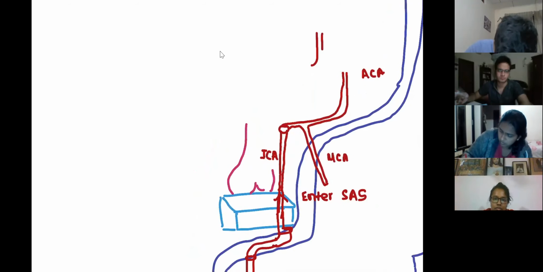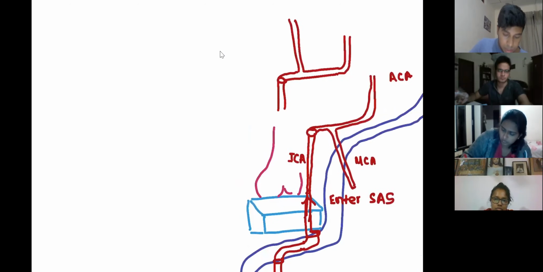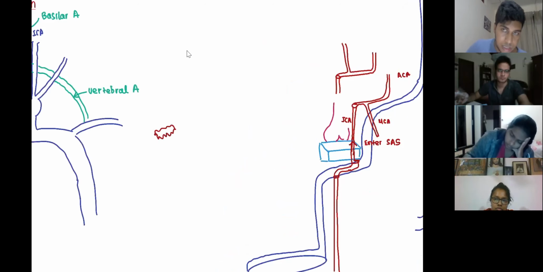Here's the anterior cerebral artery, then the middle cerebral artery, which originates from the internal carotid artery. Okay, I hope you guys understand this 3D image. Then we'll talk about the one coming from the vertebral arteries.